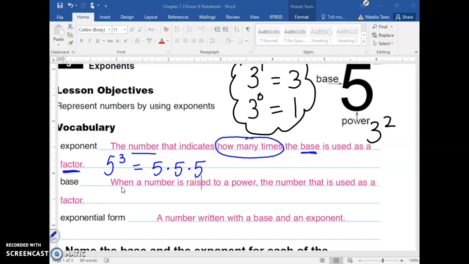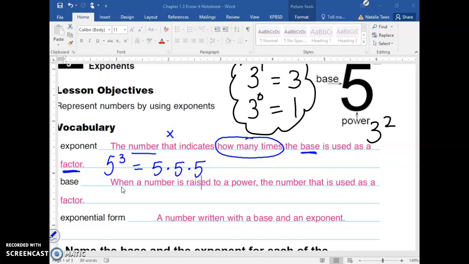And if I was to use the times sign, what letter does that look like? X. It looks like an X, and so then it would be confusing. So as we start to move into algebra, we start using the dot instead of the X. Okay, so we're just going to start doing it now. Okay, so we have 5 times 5 times 5.